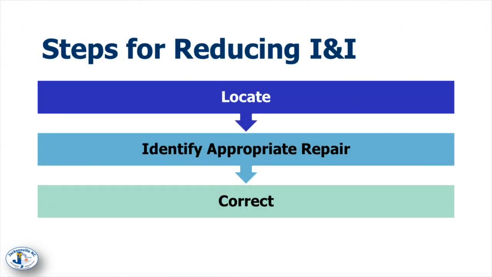Once we figure out that we have a problem with I&I, there are steps involved in order to find it. Once we find it, we figure out the best way to repair the source of the I&I. And once we identify the best repair option, we obviously implement the repairs.